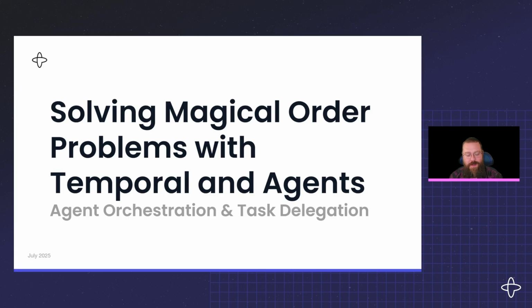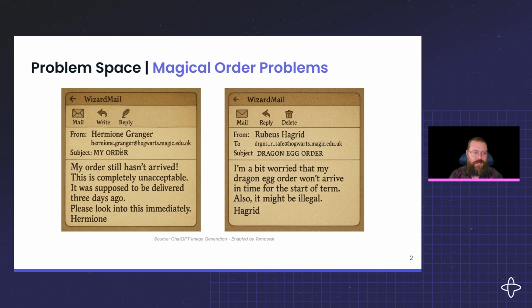I'm excited to talk to you about a multi-agent example application that I built that uses Temporal and MCP to do agent orchestration and task delegation. For this example, I'm pretending that I am a wizard who works at Diagon Alley. My job is to make sure that the students' and the staff's orders for the people that attend Hogwarts go through and have no issues or problems, so the students get what they need by the time term starts.